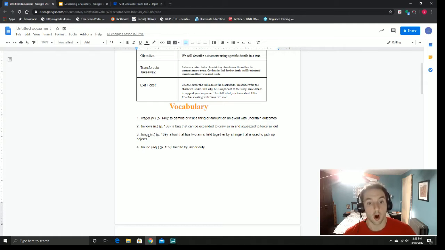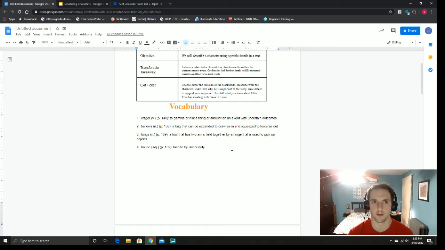The third word is tongs. It's a tool that has 2 arms held together by a hinge that is used to pick up objects. You most likely see tongs at a salad bar, where you use them to pick up salad, and you might use them to pass out other kinds of things. In this case with the blacksmith, the tongs are what he uses to pick up hot metal so that it doesn't burn his hands. And then the last word is bound, and that word means held to by law or duty. Sometimes when we hear the word bound, you might think of bound and gagged, where someone's wrists or ankles are tied up, or bound as in jumping. But this is actually neither of those terms.